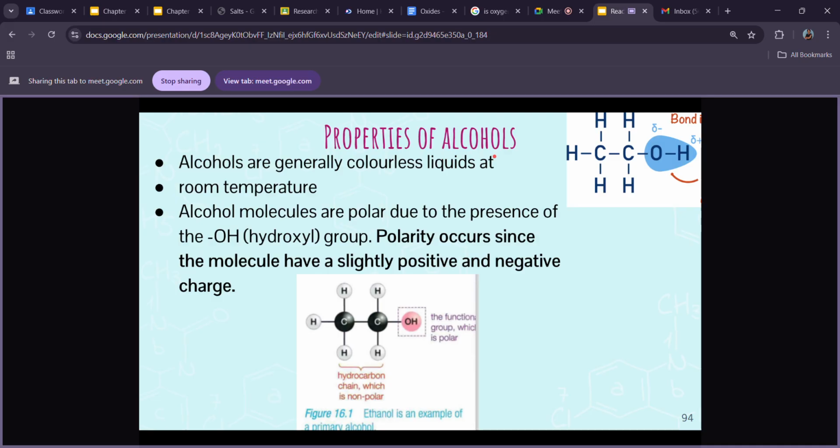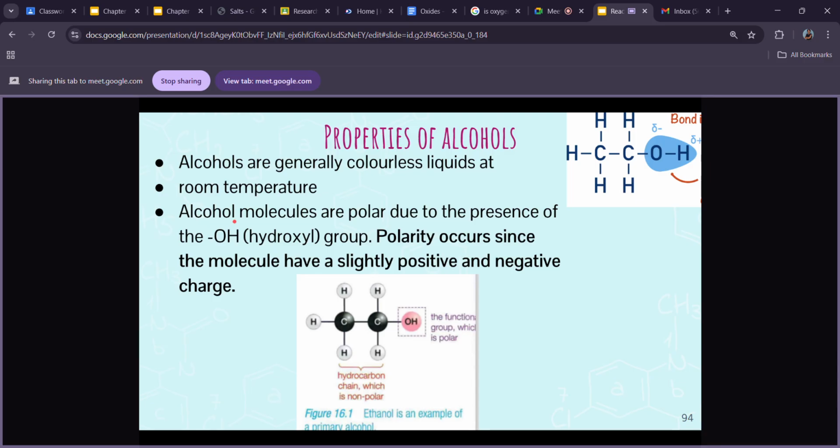Alright, so properties of alcohols. Alcohols are generally colorless liquids at room temperature. That's something that we know. Just think about your regular rubbing alcohol, ethyl alcohol. It's colorless at room temperature. The green ones are really just people adding scents or different fragrances to the alcohol to give it an enhanced property, because I think the green one probably has mint in it or something of the sort.